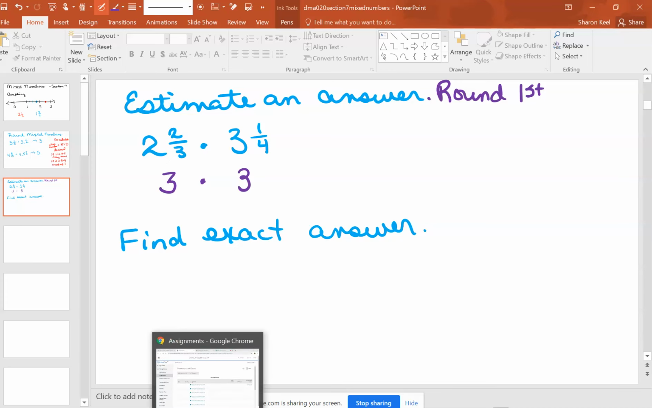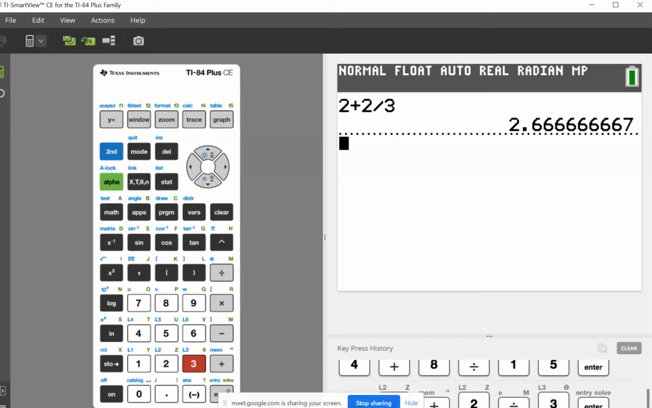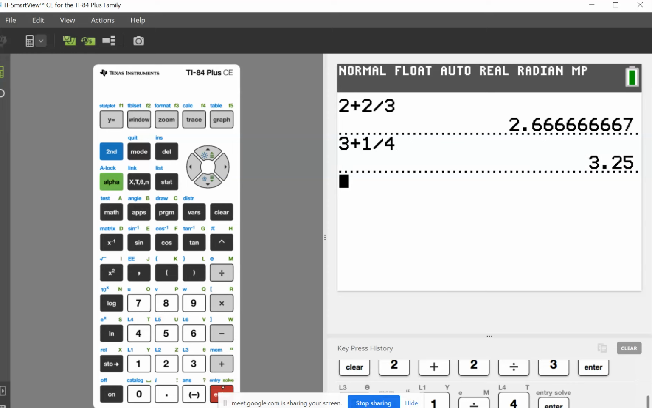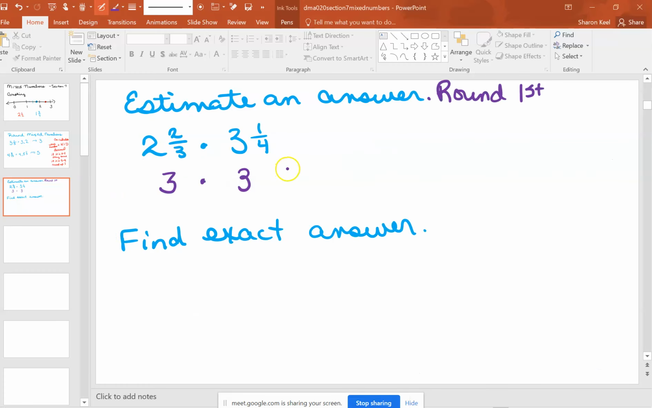Again, we could use our calculator. When we do, I would simply do 2 plus 2 divided by 3. And when you see that rounding, it would give us 2.6, which rounds up to a 3. The other one was 3 1/4. When I key that in, I get 3.25, but we're looking at the digit 2, which means it rounds to a 3. 3 times 3 is going to give us the value 9. Okay, so our answer for this problem is 9.